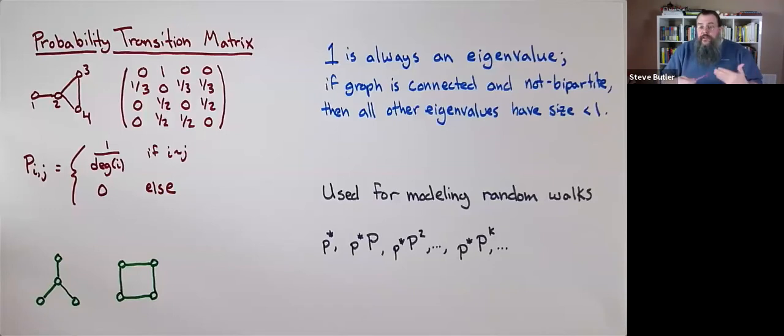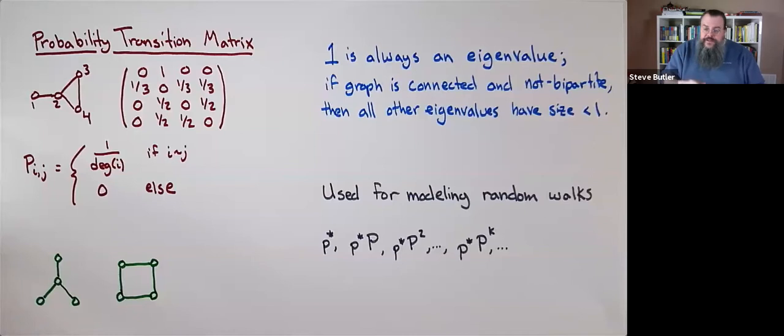Now, one of the nice things about this matrix, which is not so obvious when you see it, is that all the eigenvalues are real. The reason I say it's not so obvious is it's not symmetrical. So when we looked at the adjacency matrix and the Laplacian, we said, hey, things are symmetrical, which means something real is going on here. But for this matrix, we don't have that, but still it turns out all the eigenvalues are real. One is always an eigenvalue.